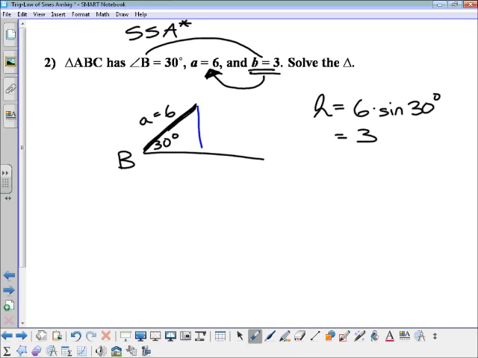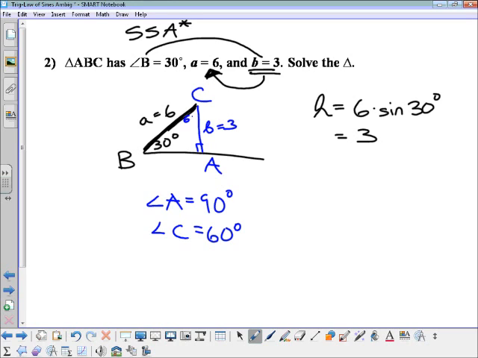Okay, side b has to be the height. Makes it a right triangle, makes it quick to solve. Okay, this has to be angle A, so that has to equal 90. Okay, this has to be angle C. It has to equal 60. Sum of all the angles has to add up to 180, or in a right triangle, the sum of the non-right angles has to add up to 90.